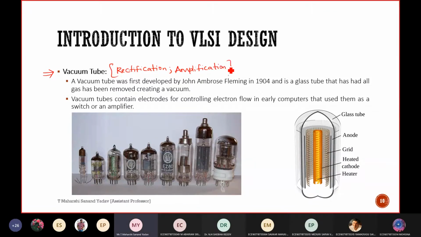But what is the disadvantage? Why are we not using the vacuum tube, and next, why did we go to the PN diode? After the PN diode, we went to BJT. After this, FET, field effect transistor. What is rectification? I think you have gone through the rectifier. What is a rectifier?